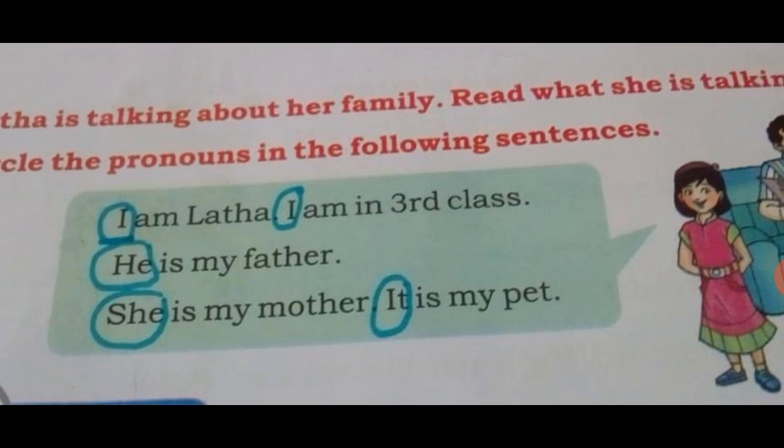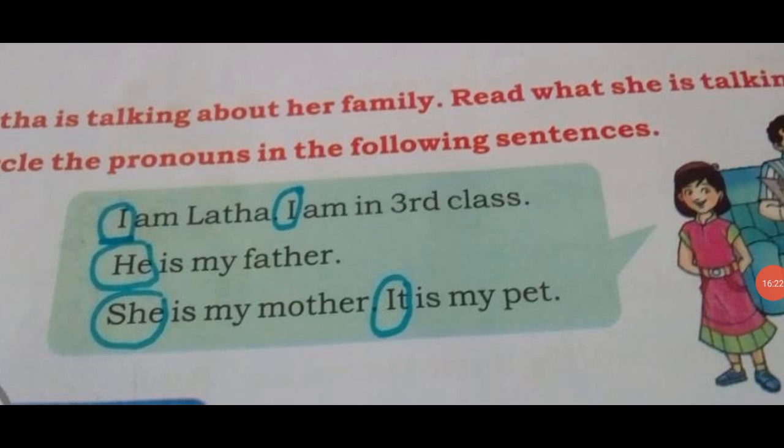What she is saying: I am Lata. I am in third class. He is my father. She is my mother. It is my pet. That means Lata is introducing herself to all of us. So here we have to circle the personal pronouns. What are personal pronouns? I, he, she and it are called personal pronouns. Now you have to circle the personal pronouns here.